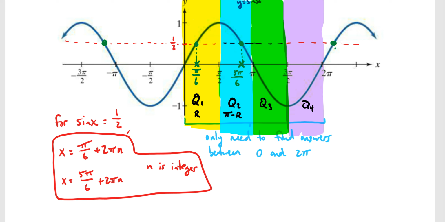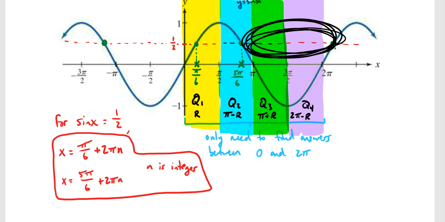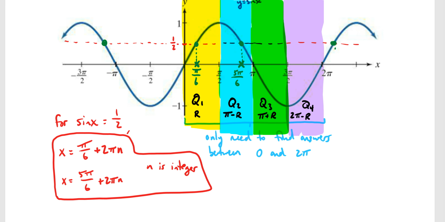Quadrant 1, the answer is the reference angle. Quadrant 2 is pi minus the reference angle. When you're in quadrant 3, it's pi plus the reference angle. Quadrant 4 is 2 pi minus the reference angle. We didn't have any answers in quadrant 3 or 4 here, so we didn't have to worry about pi plus or 2 pi minus. We just had to do pi minus the reference angle for the answer in quadrant 2. The reason that we do pi minus, pi plus, 2 pi minus has to do with the symmetry, essentially how far away it is from pi and from 2 pi in quadrants 2, 3, and 4.